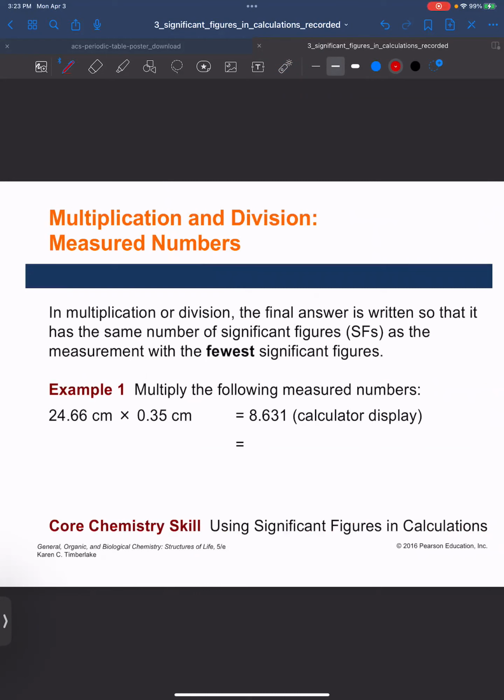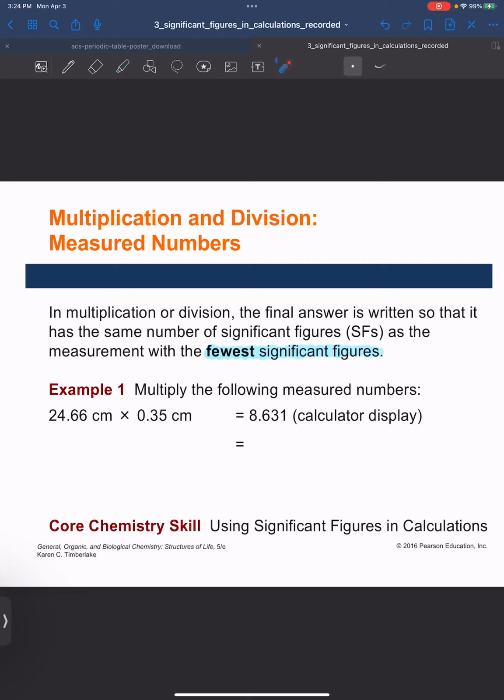In multiplication or division, the final answer is written so that it has the same number of significant figures as the measurement with the fewest significant figures. Okay, so when you're dealing with multiplication or division, you're looking for the fewest number of significant figures.